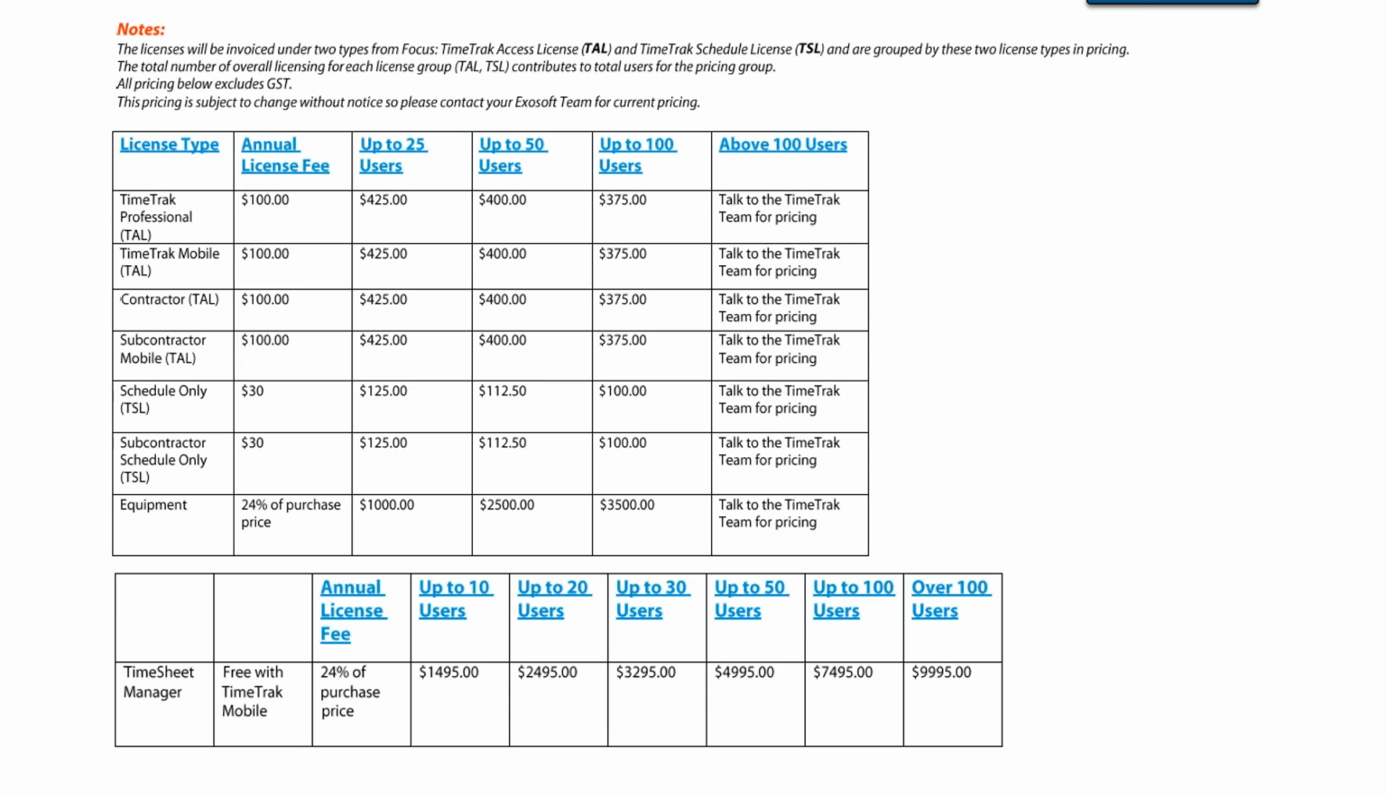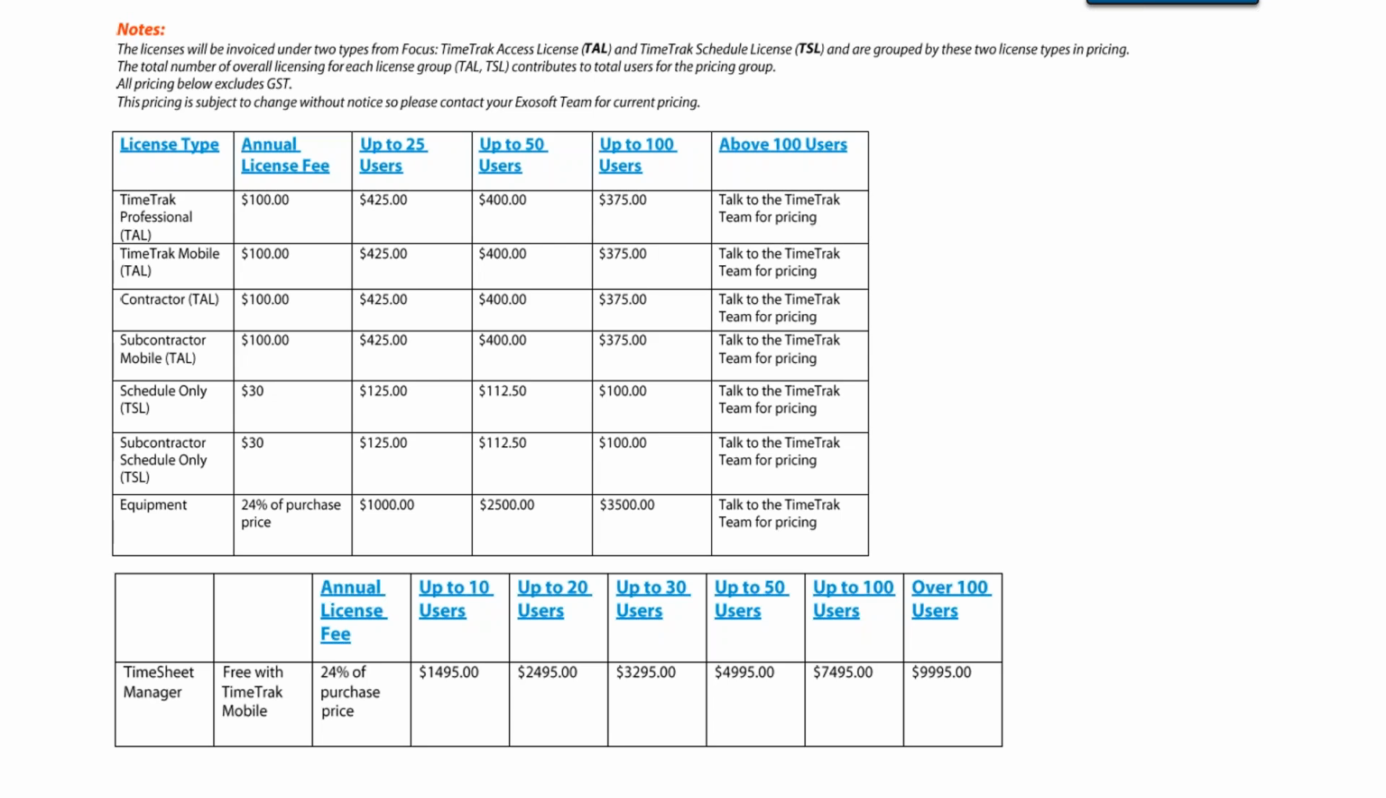Okay, so basically we've got two ways that it will be invoiced out, and we've got two types. One where you've got a TimeTrak access license, so they have access to the websites, and one where they are only scheduled by other users. And our pricing is reflective of those two models. So we've got our TimeTrak professional license, TimeTrak mobile, our contractor, subcontractor, schedule only, and it tells you in brackets in here, and I do have a release notes or a what's new document for TimeTrak 4 that I will be sending out after this that has all of this information for review as well.